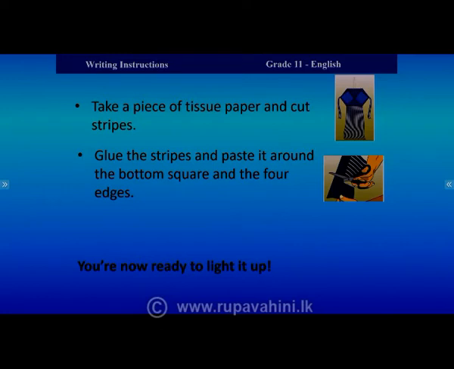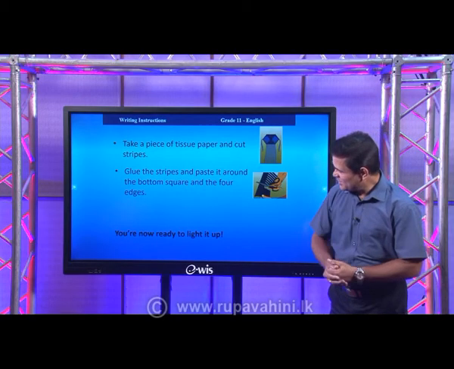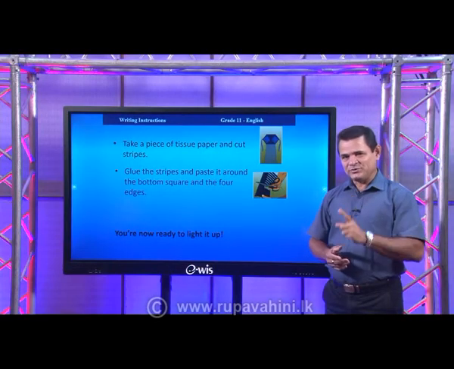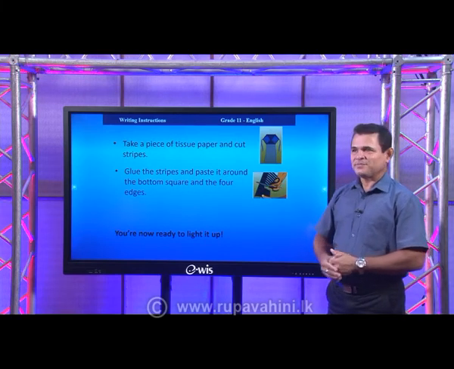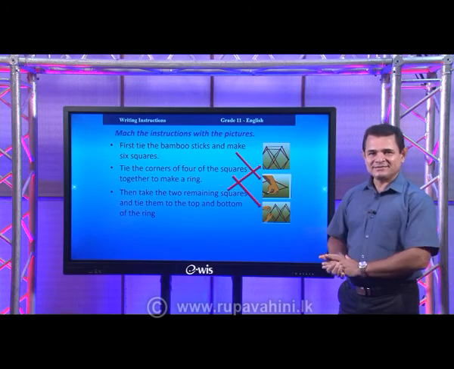And take a piece of tissue paper and cut, not only just a Vesak lantern, you need some decorations and you can see them in the picture. Glue and paste it around the bottom square and the 4 edges. Finally, you are now ready to light it up. So can you match them with the instructions? I hope that you could guess which picture goes with the relevant instructions. Look at these answers. Did you get them like this?